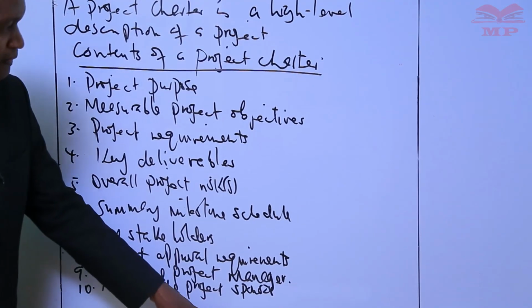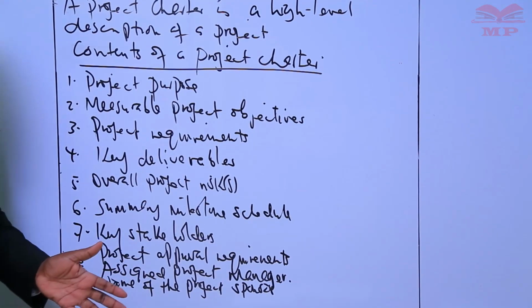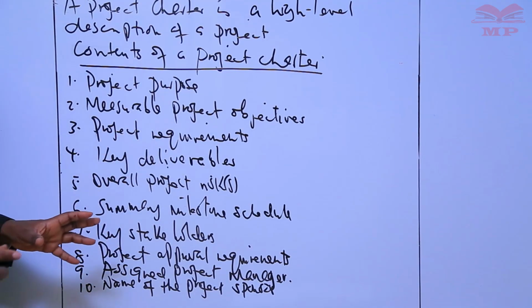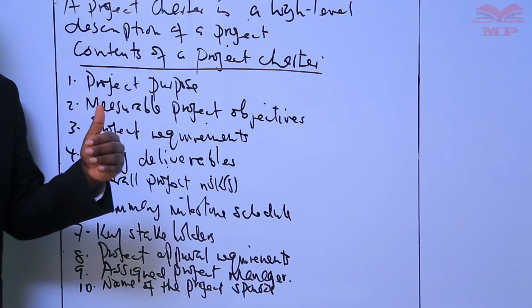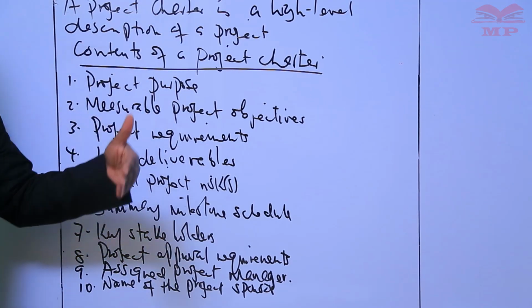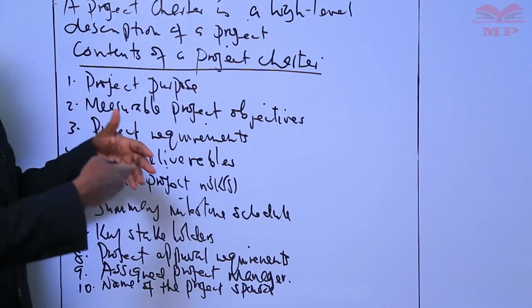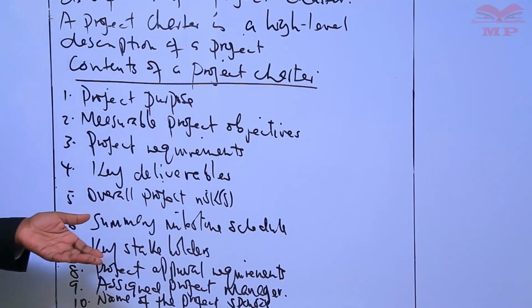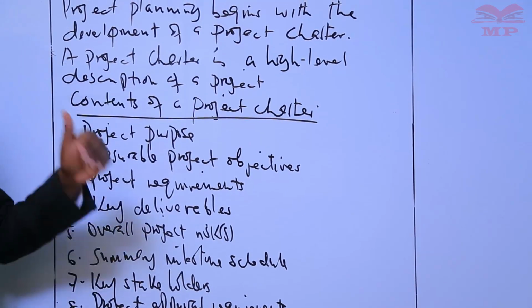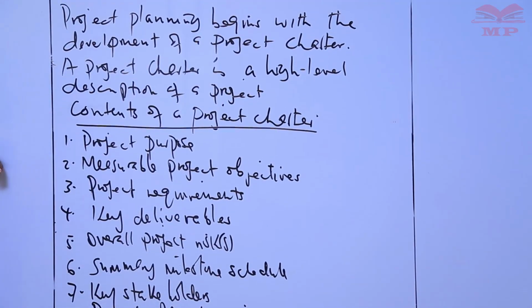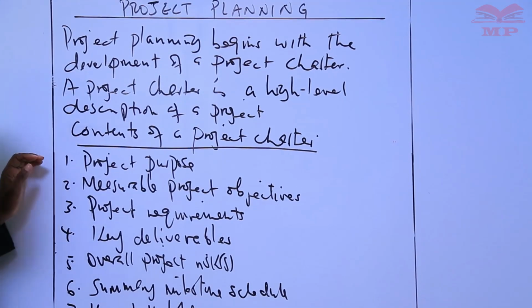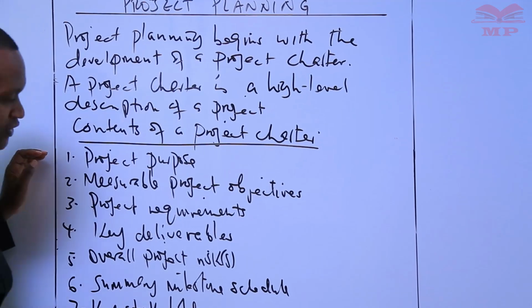It's a charter. It's a document. All right? It's just a document. A project charter, I've said, project planning, I've said, begins with the development of a project charter, which is a description of the project. It is a document issued by the project initiator or sponsor that formally authorizes the existence of a project and provides the project manager with the authority to do what? To apply organizational resources to project activities.